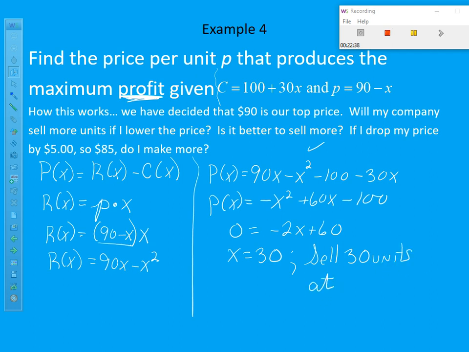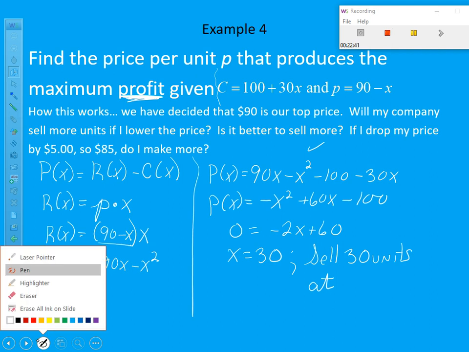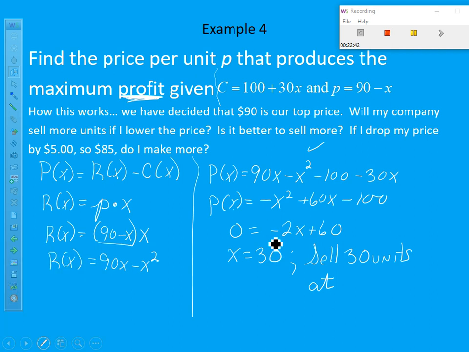at, now to get your price that we're going to be charging, take this 30 and plug it right there. 90 minus 30 is 60. We are going to sell 30 units at $60 each. That will maximize my profit. So the only thing I added in different, after you find your X value, that's your units, go plug it in to get your corresponding price value. Okay.